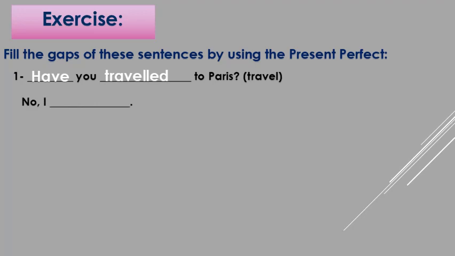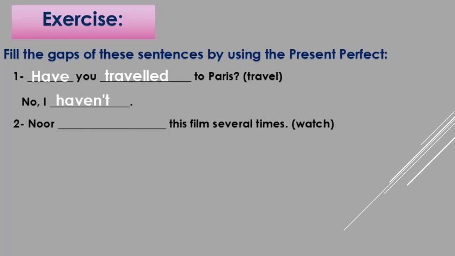So here we have the negative: no, I haven't. Number 2: she empty this film several times, watch. Here the keyword is several, and number 1 is about life experience, so here we are talking about experience. Number 2, here we have several times. She is singular, so we add has watched. Why do we add has? Because the subject is singular.